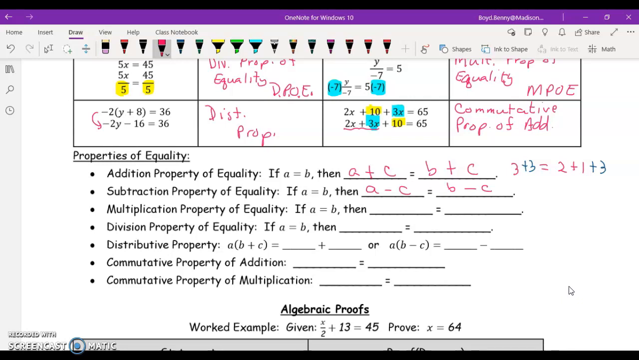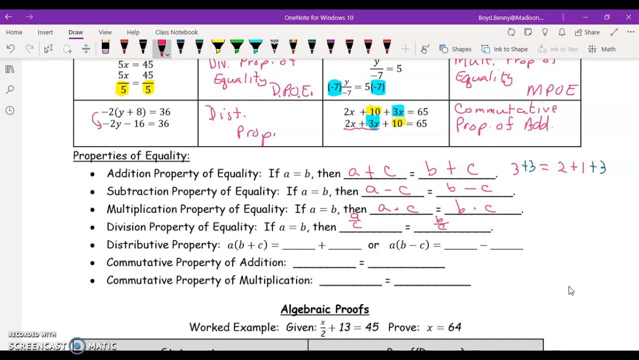Multiplication follows the same logic. If I have A equals B and I multiply by some number on one side or on both sides, I end up with the same result. And division is likewise: A divided by C would be equal to B divided by C.